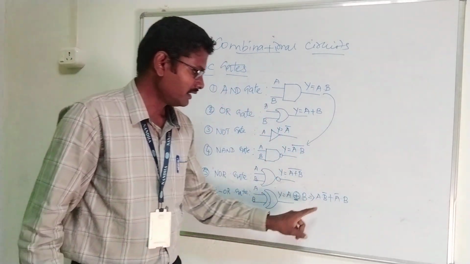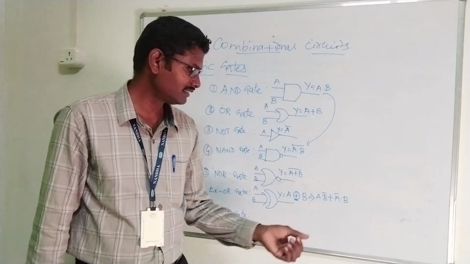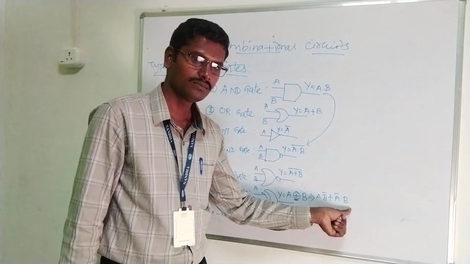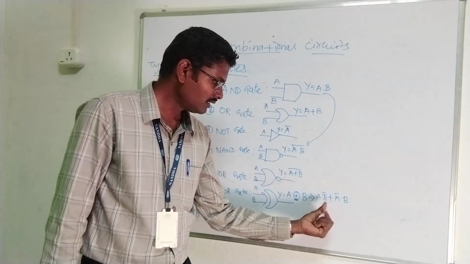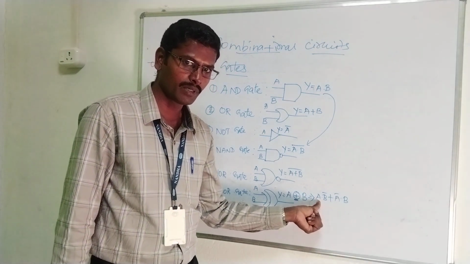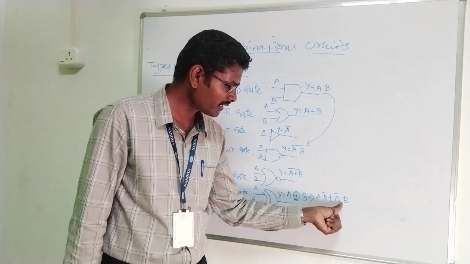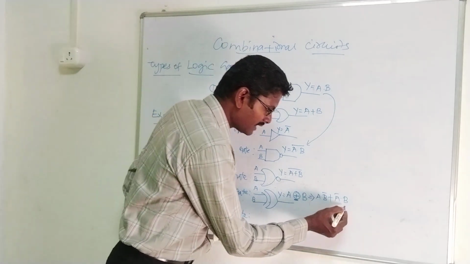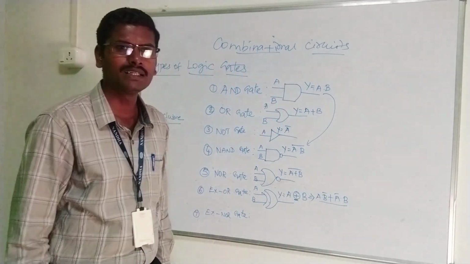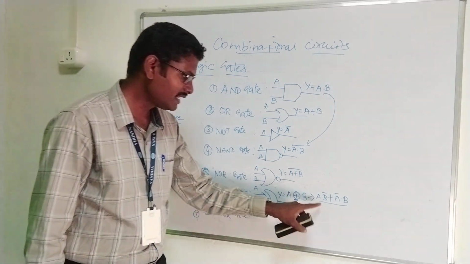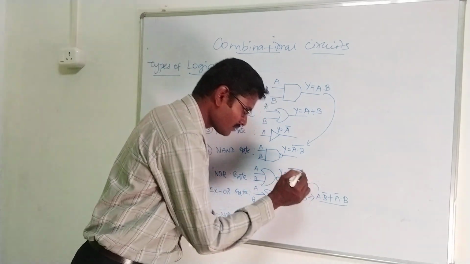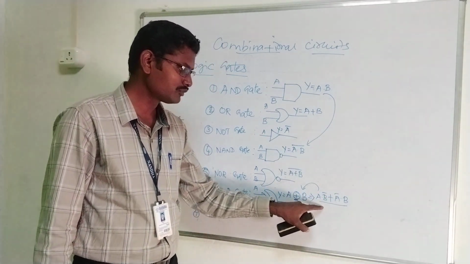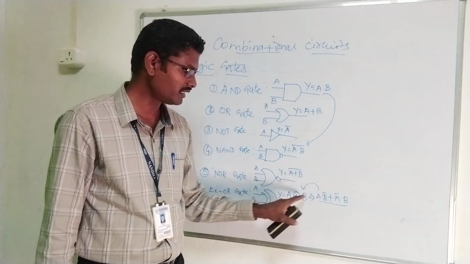So here we got two product terms: A dot B bar, a product term, plus A bar dot B, another product term, right? Here A is in uncomplemented form and B is in complemented form. In the second product term, A is in complemented form and B is in uncomplemented form. So if we get an expression like this in a simplification of Boolean expressions, we can write it as A XOR B. This is the equivalent expression for these two product terms, so these both are equal, right?